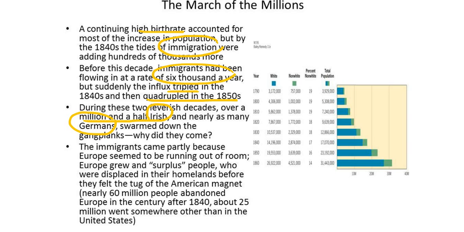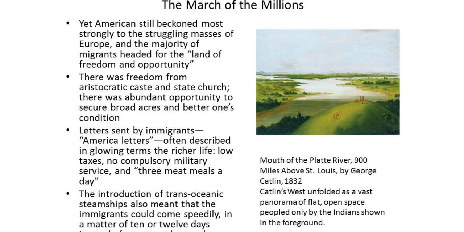The immigrants came partly because Europe seemed to be running out of room. Europe's population grew, and surplus people were displaced in their homelands before they felt the tug of the American magnet. Nearly 60 million people abandoned Europe in the century after 1840, and about 25 million went somewhere other than the United States. Yet America still beckoned most strongly to the struggling masses of Europe, and the majority of migrants headed for the land of freedom and opportunity, which is what America had become known as.